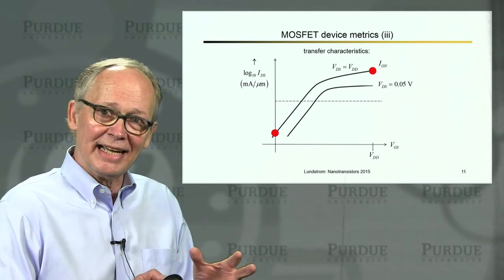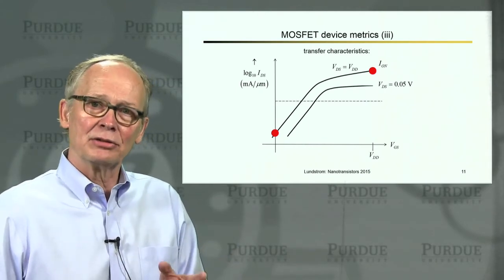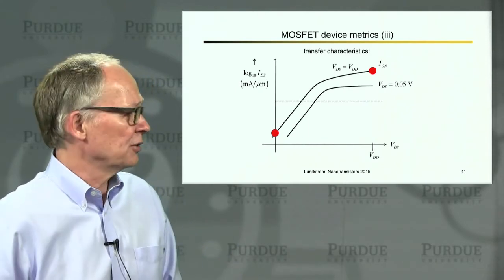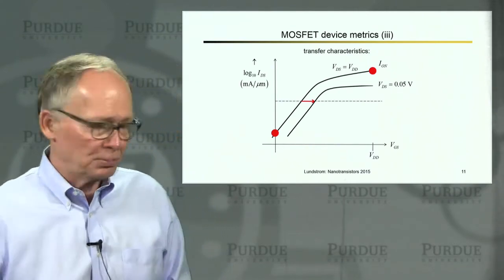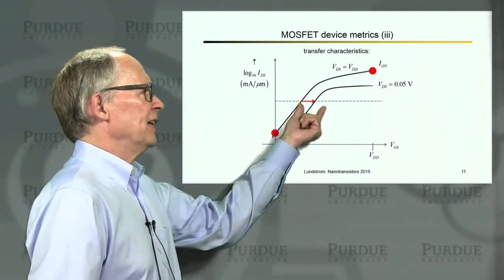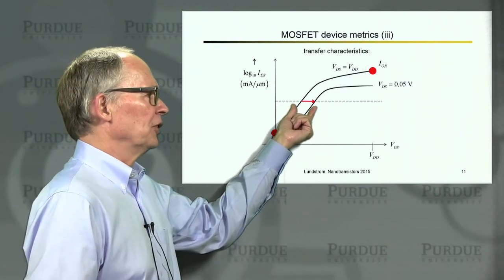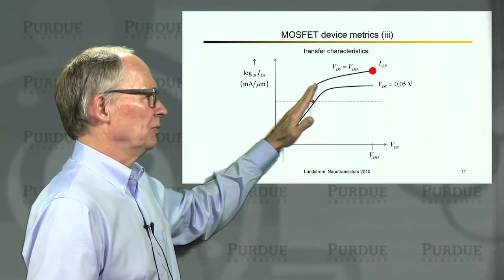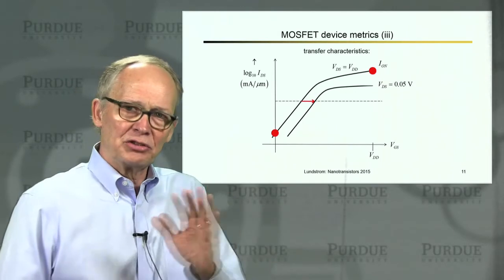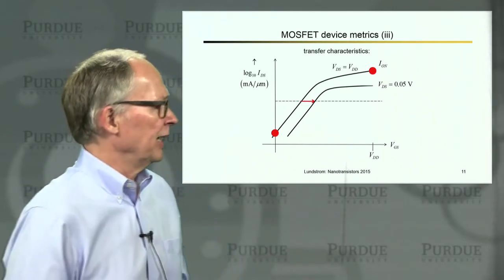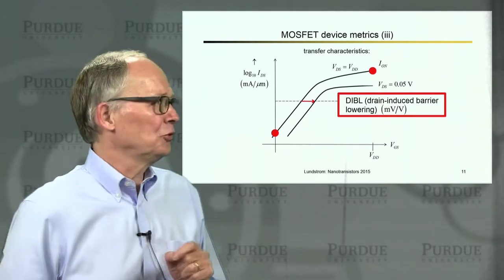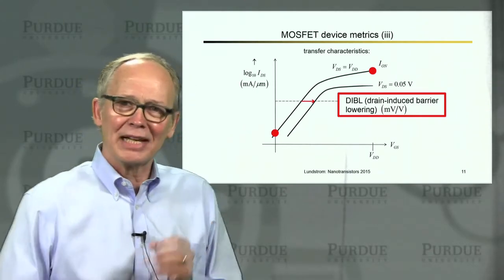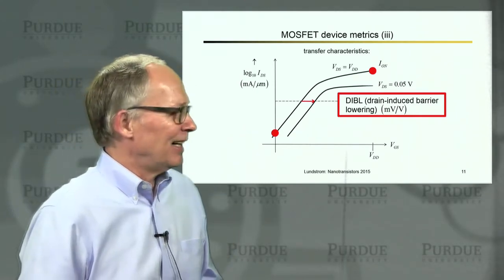There's a VT sat and a VT lin, the threshold voltages in the saturation and linear regions. We're seeing the same thing here on this log plot. So the IV characteristics, if it's a good transistor, then these slopes don't change. We just translate the IV characteristic by an amount horizontally, and we call that drain-induced barrier lowering. Lots of terms to remember here.